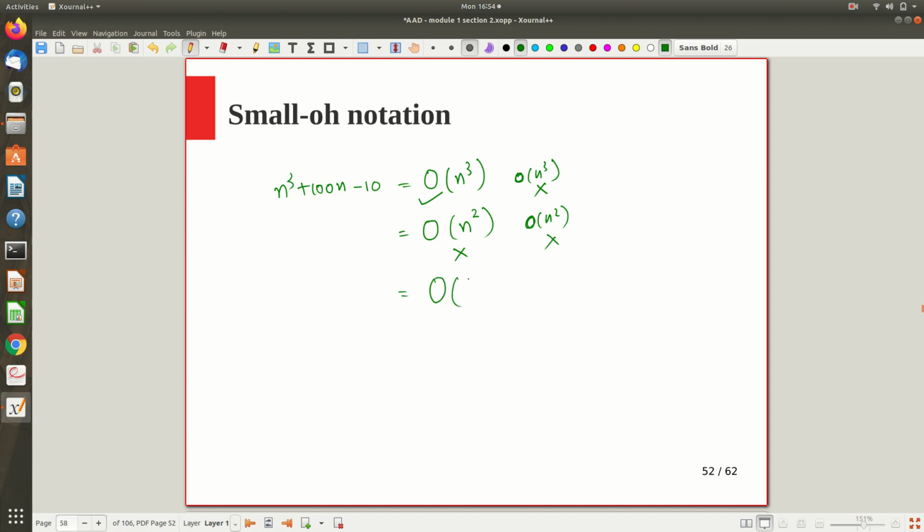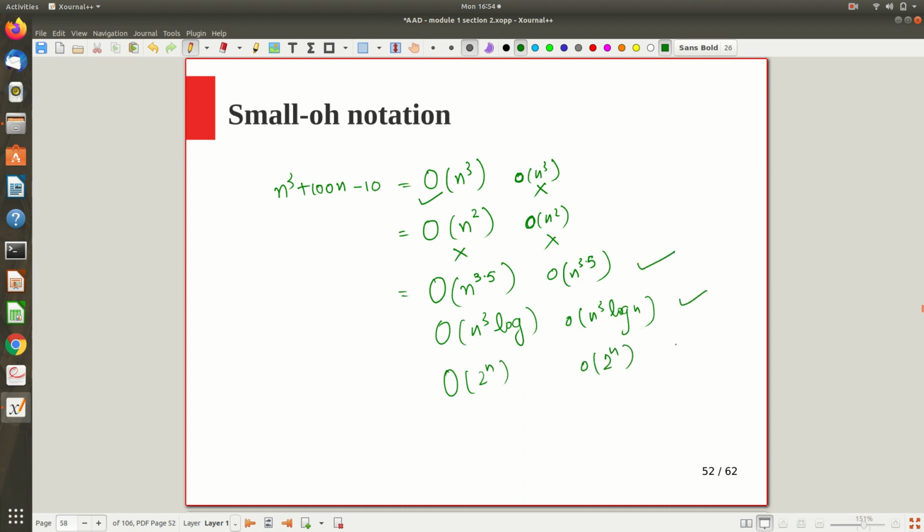And for big O itself, you have many loose upper bounds you can think of, like n cube plus any value, say n raised to 3.5, small o of n raised to 3.5. Fine. Big O of n cube log n, small o of n cube log n. Like that you can think of big O of 2 power n, small o of 2 power n. So like that, both are correct, right? This one and this one. So small o is actually giving you the asymptotic looser upper bounds.